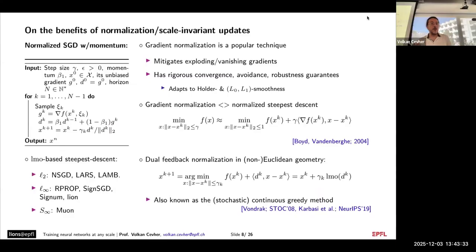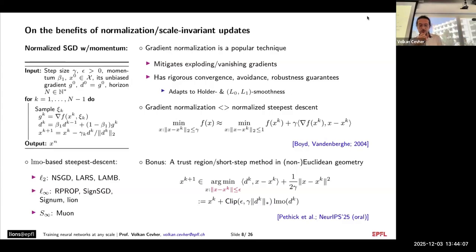You see, instances of the stochastic continuous greedy are in fact the algorithms that we know and cherish. Things like normalized SGD is the stochastic continuous greedy method with the L2 norm. LARS, LAMB, you change the L2 norm, the momentum estimator, you obtain these algorithms. With the L infinity norm, you get RProp, signSGD, Signum, Lion type of methods. And if you use the S infinity norm, you get an algorithm known as Muon. More on this later.